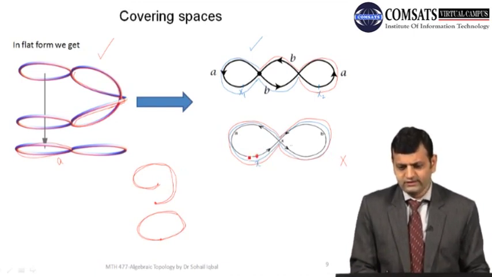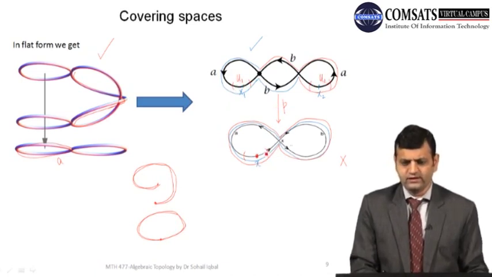Now take this point X and take this open set around it, then the inverse image under P, which is our projection map, is going to be this U1 and this U2. Of course we can see that they are homeomorphic. But the problem arises when we are at X.